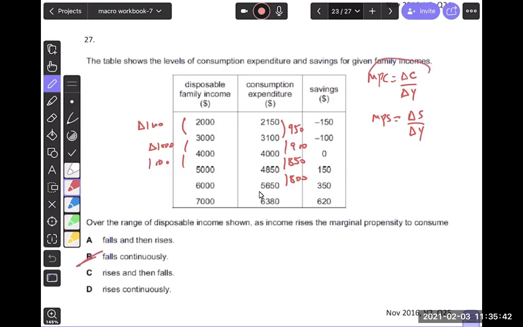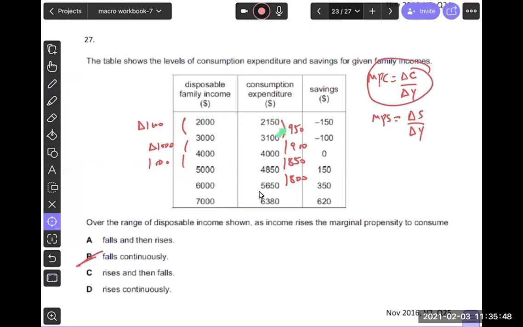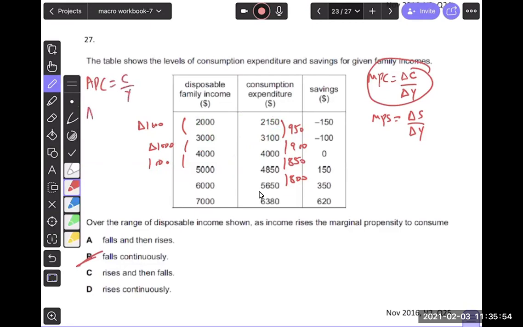So remember the formula is change in C over change in Y. If this was APC, we'd do C over Y. APC is C over Y and APS is S over Y. But because they're saying MPC, I have to find the change. Got it? Make sense?